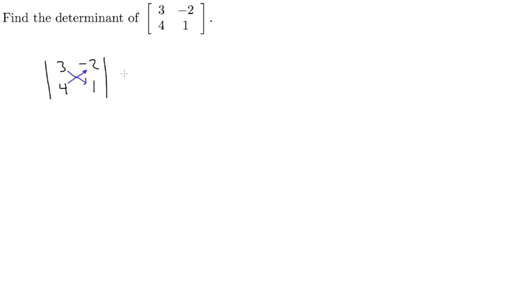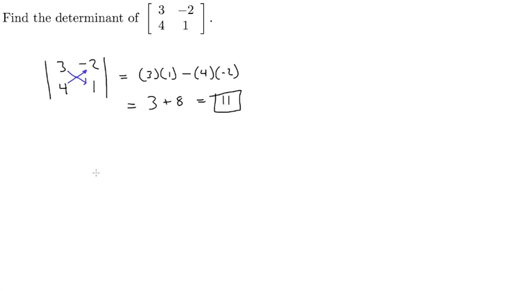So the determinant of this matrix is going to be 3 times 1 minus 4 times negative 2. So the product of these two numbers minus the product of these two numbers. So that's going to be 3 minus negative 8, so plus 8. So our determinant here is simply 11. These are very quick and easy. Finding the determinant of a 2x2 matrix takes 5 seconds max. Very quick, very simple. I would expect to see a couple of these on our drill portion, so be able to do these.